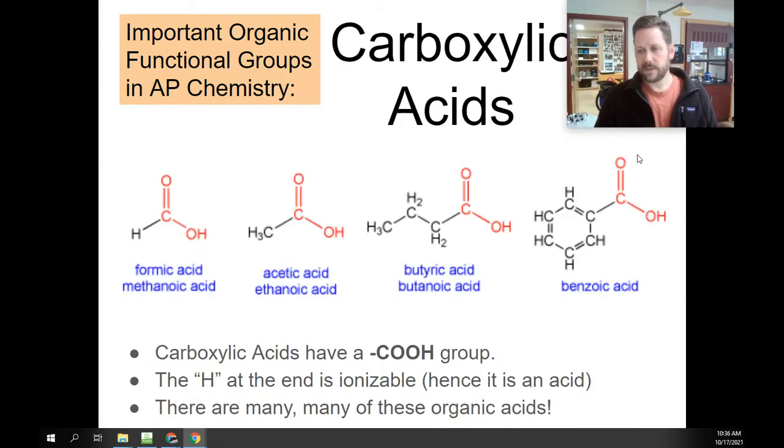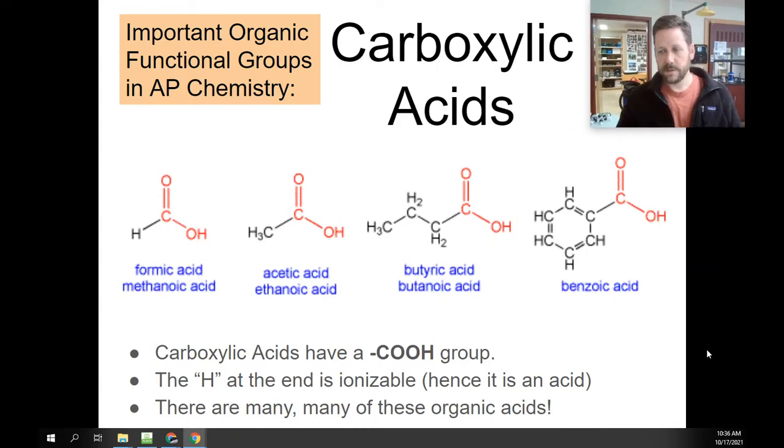How about this second group? Carboxylic acids. These are a huge class of organic acids. So there's a lot of organic acids which have this COOH group on the end. Now, this is how it's arranged. And so you'll see what is often referred to as the R group, where R is just whatever the carbon chain it's attached to is.